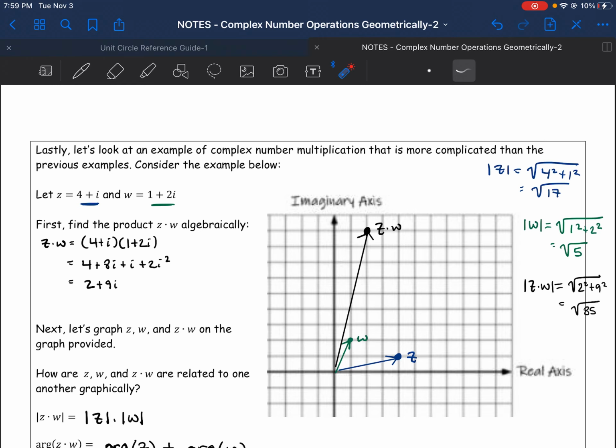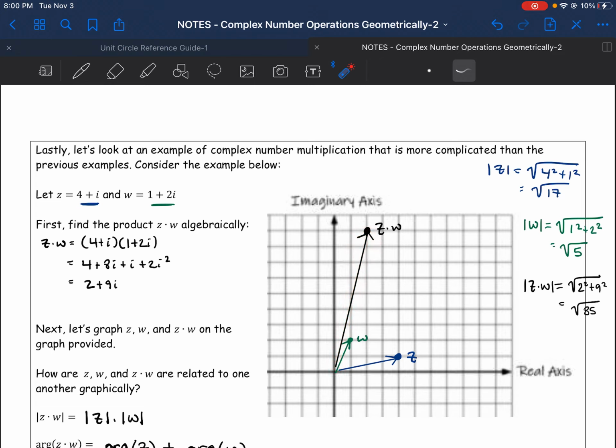Well, first let's go ahead and figure that out algebraically. So z times w, 4 plus i times 1 plus 2i. Well, let's use the FOIL method. So 4 times 1, we get 4. 4 times 2i, we get 8i. i times 1, we get i. i times 2i, we get 2i squared. Simplifying, we know 2i squared is just negative 2. 4 and negative 2 creates a positive 2 for the real part. 8i and 1i gives us 9i. So z times w, the product of those two complex numbers, gives us the complex number 2 plus 9i, which I decided to graph here in black.